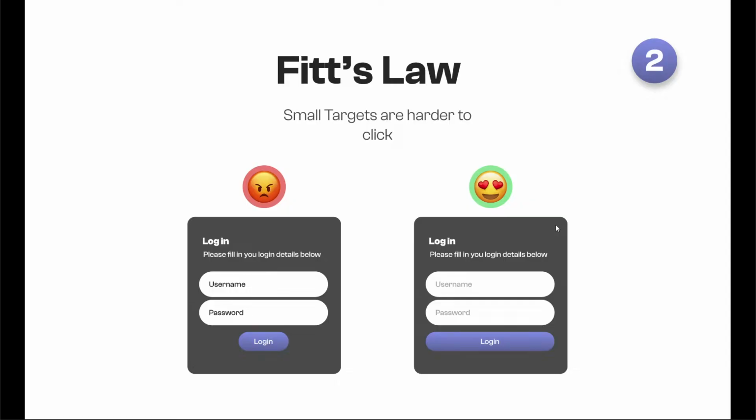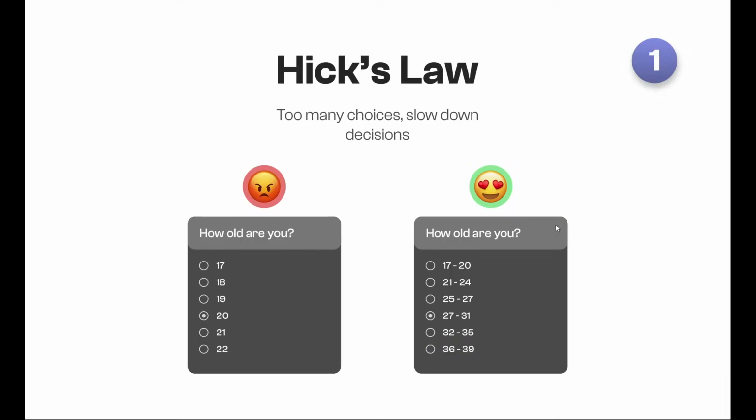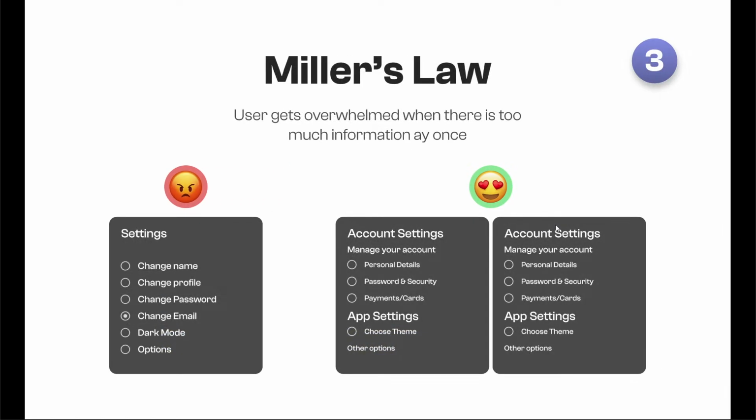That works. And then we have Miller's law. The user gets overwhelmed when there is too much information. Change name, change profile, change email, dark mode options. Now, this can be confusing, but if you actually group them, like how we did for the age, it will actually be better.